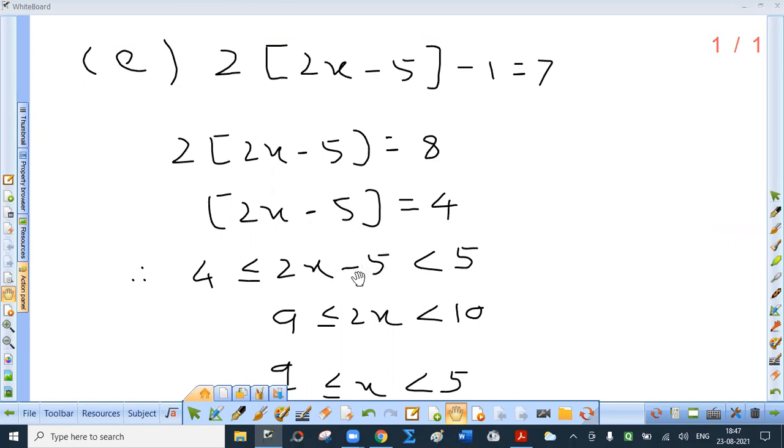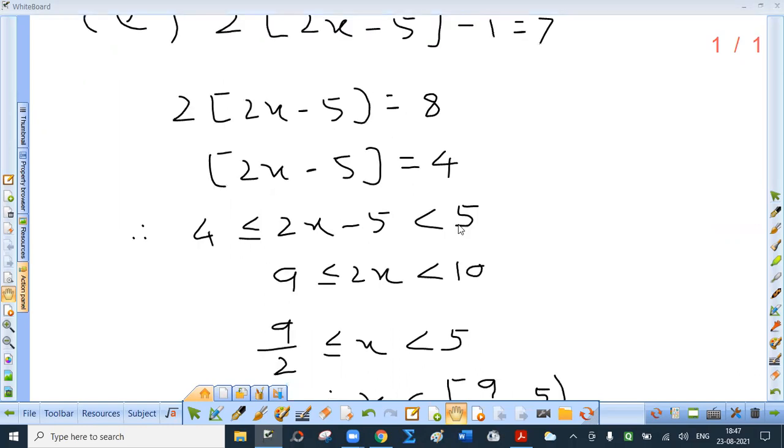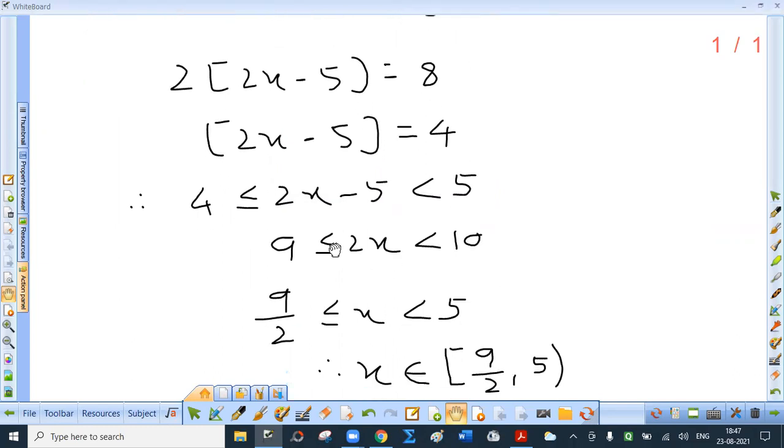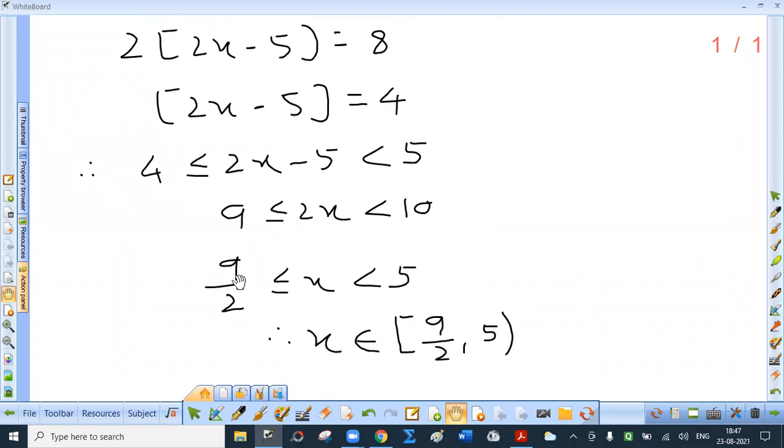Now we need x. So the first step is add 5. So 9 less than or equal to 2x minus 5 plus 5, that is 2x, less than 10. Now we need x, so divide by 2. So 9/2 less than or equal to x less than 5. 9/2 means 4.5 you can write. So I have written that x belongs to the semi-open interval [9/2, 5). Write down.